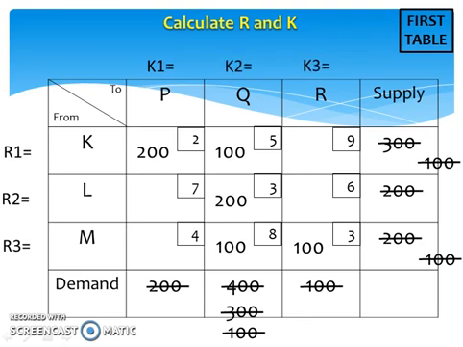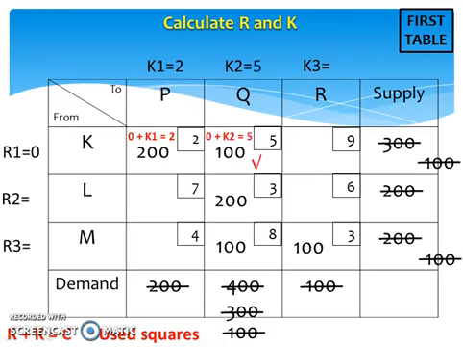R1 must be set equal to 0, and R and K values are calculated by using the formula R plus K equals C, where C is the transportation cost. Please bear in mind that this formula is only applied to U squares, so we need to look only at U squares. For example, at this U square, we have 0 plus K1 equals 2, so we get K1 equals 2. At this U square, we have 0 plus K2 equals 5, so we get K2 equals 5.